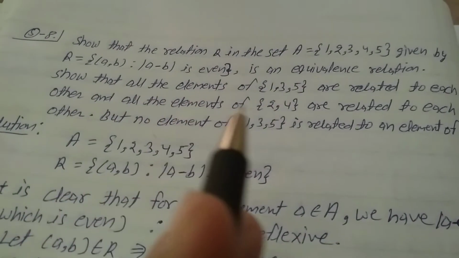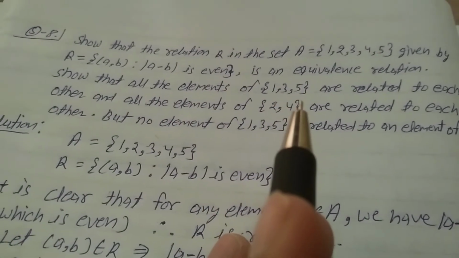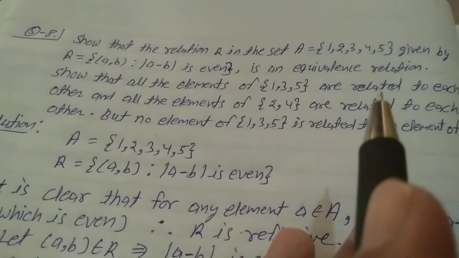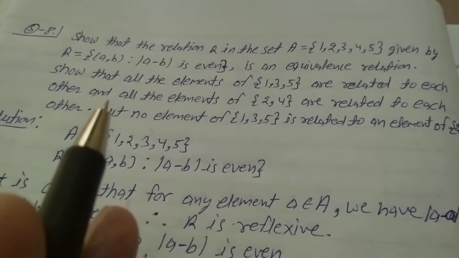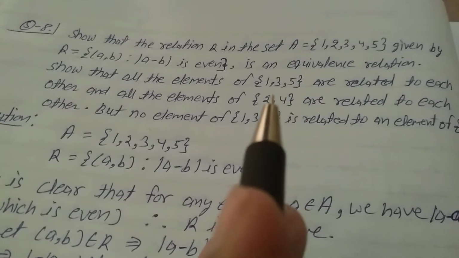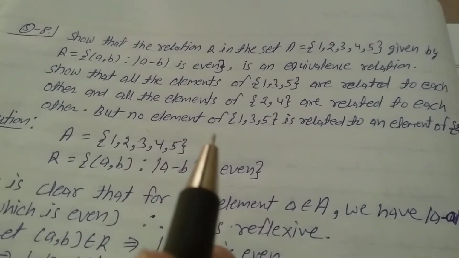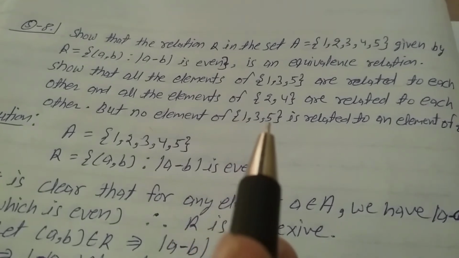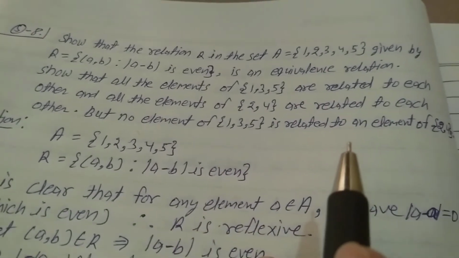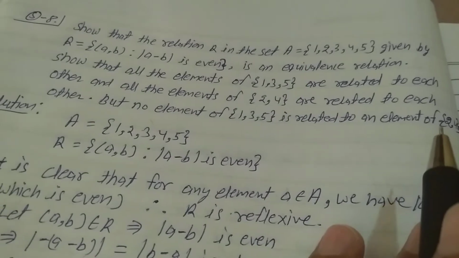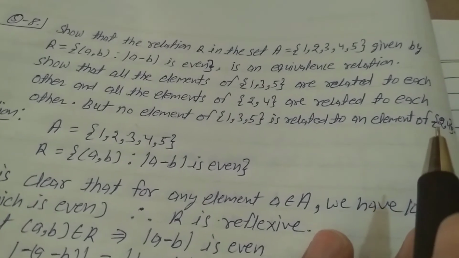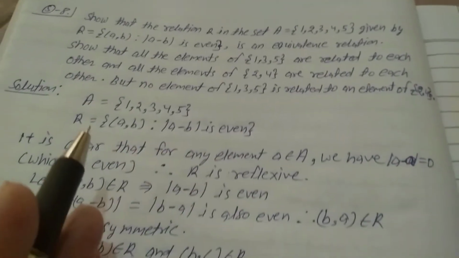Show that all the elements of {1, 3, 5} are related to each other, and all the elements of {2, 4} are related to each other, but no element of {1, 3, 5} is related to any element of {2, 4}. Solution start.